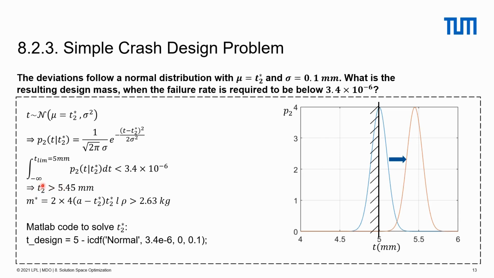of the wall thickness T2 star greater than 5.45 mm, so that the mass of the side beams will be greater than 2.63 kilo. It has to be mentioned that this equation cannot be easily solved analytically, and we can get a solution with the help of MATLAB, and this is the code to solve this equation.